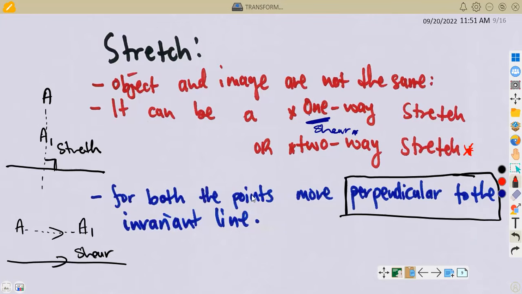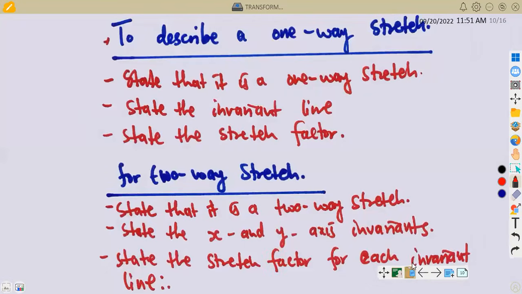Okay, so I want us to see this part here. To describe a one-way stretch, these are things that you're going to need. You state that it is a one-way stretch, you state the invariant line, then you state the stretch factor. Then for two-way stretch, there will be two now. It will be a two-way stretch, which means you're going to have the x-axis and y-axis invariant. Then each invariant line is going to have its own stretch factor.